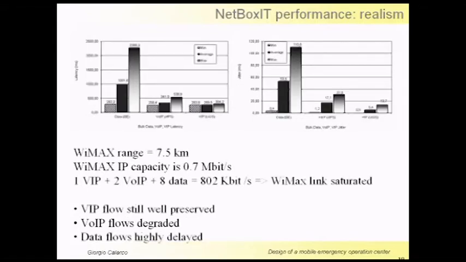And then, finally, in this slide, we bring the MIOC to 7.5 kilometers. And the WiMAX capacity now is reduced to just 700 kilobits per second. So the WiMAX link gets saturated in this situation. So you can notice that the video flow is still well preserved by the UGS scheme, but the audio flow is slightly degraded, but instead the bulk data, the best effort traffic, receives a very high delay, about 1 second of delay.